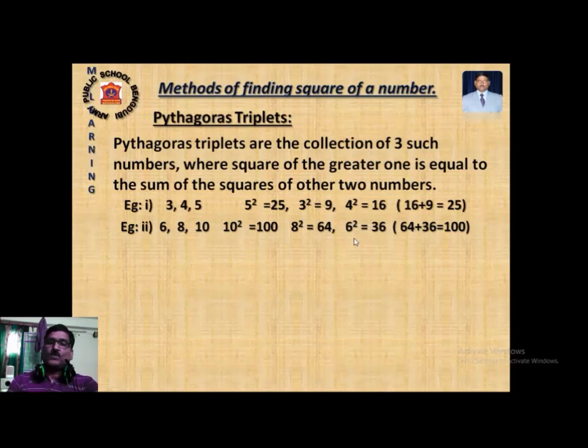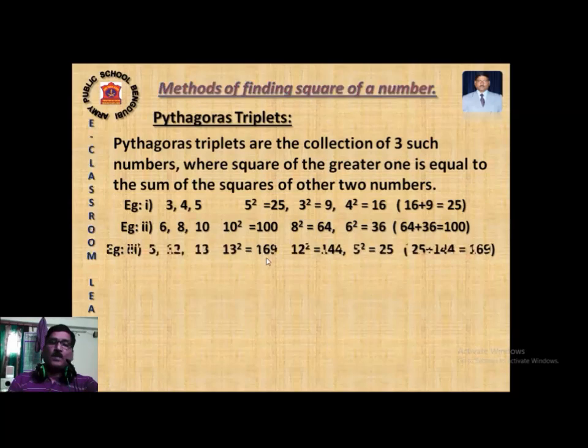On adding 64 and 36, I am getting 100, that is equal to the greatest number's square. This way, I am also giving you another example: 5, 12, 13. 13 square equals 169, 12 square is 144, 5 square is 25. So 144 plus 25 comes to 169. These are called Pythagoras triplets.